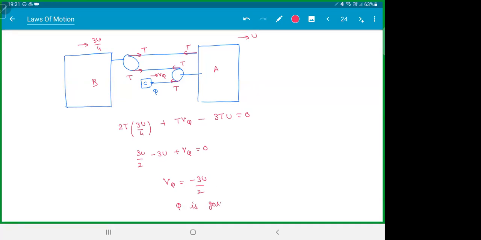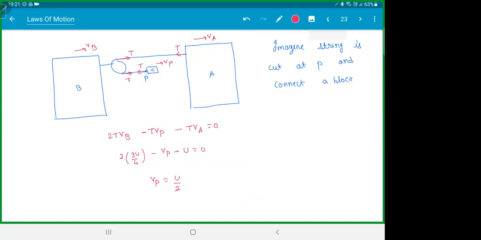So the signs will take care of it. You just assume any direction you want. Plus only, plus only. In case you had got a minus sign, it means it is going left. The signs take care of it. Have a look at the steps. I hope this logic was clear.